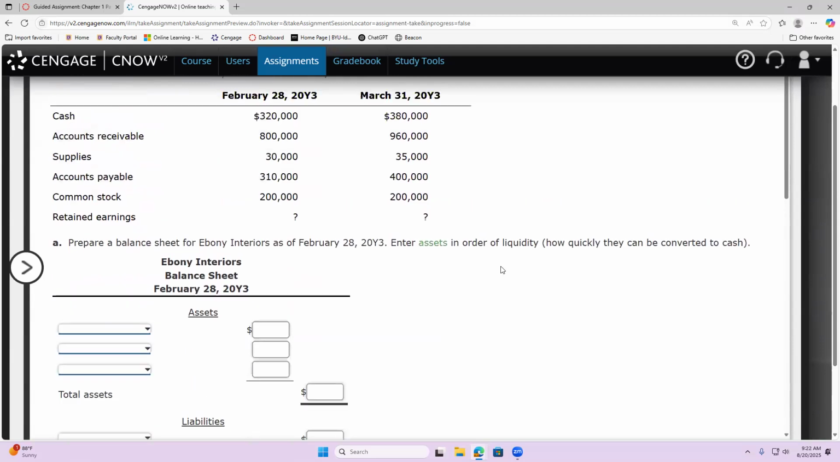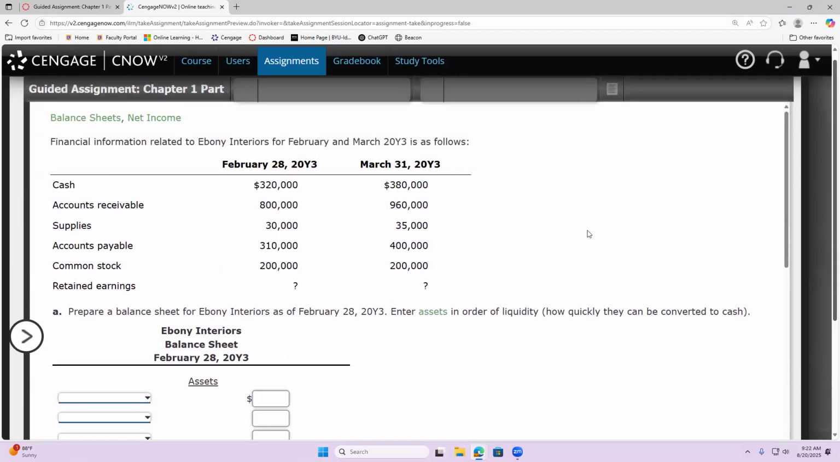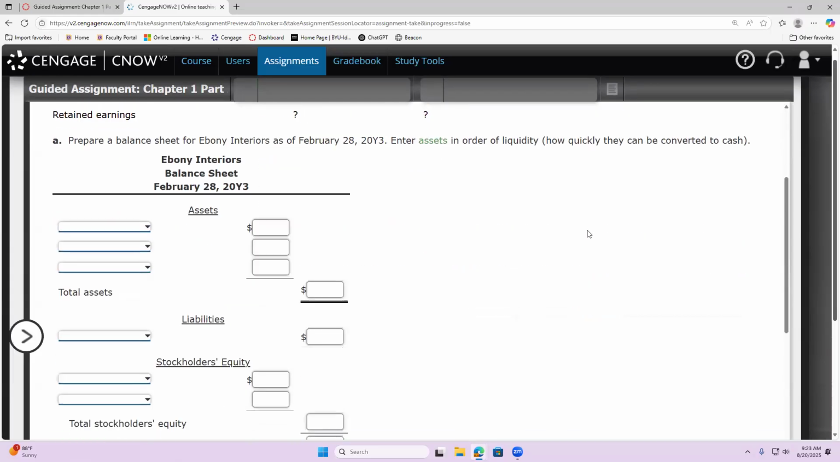So now we're given financial information related to Ebony Interiors for February and March 2023. So they give us cash, accounts receivable, supplies, accounts payable, common stock, retained earnings. And then it wants us to make a balance sheet.